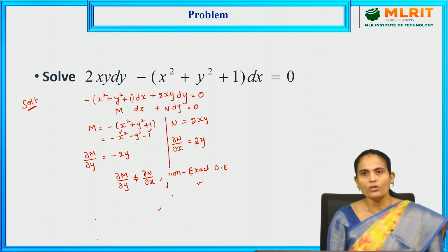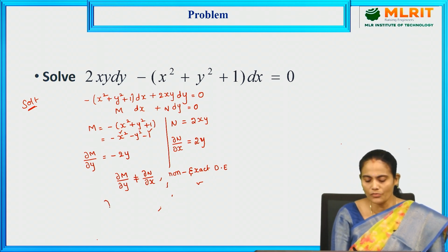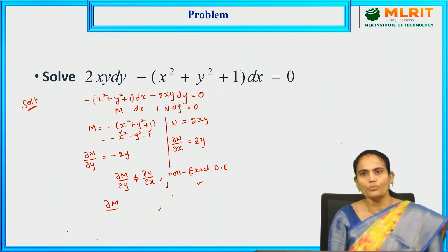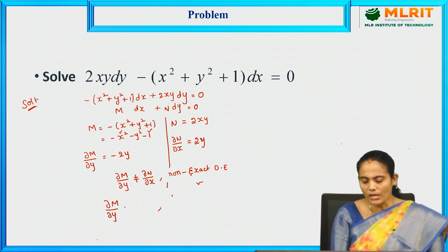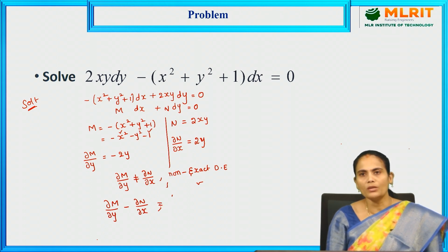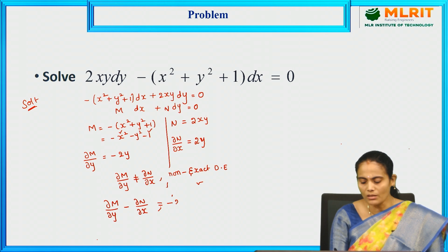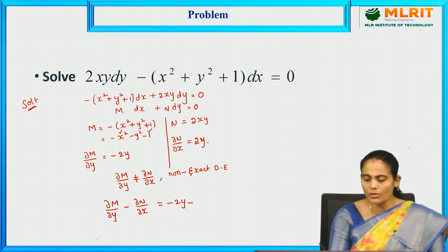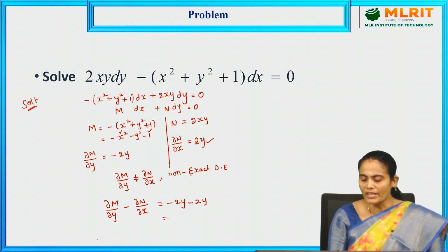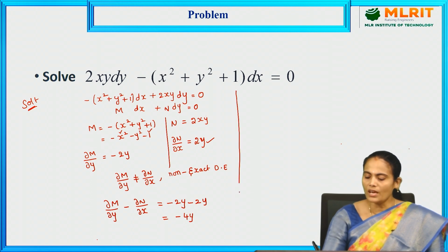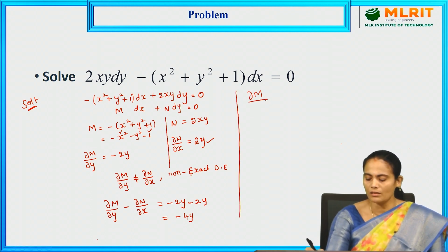The method of finding an integrating factor is: ∂M/∂y minus ∂N/∂x. First you have to subtract those two partial derivative values. So what is the value of ∂M/∂y minus ∂N/∂x? See the value here. ∂M/∂y is minus 2y, minus ∂N/∂x, whose value is 2y. So write the minus 2y minus 2y, which is nothing but minus 4y.